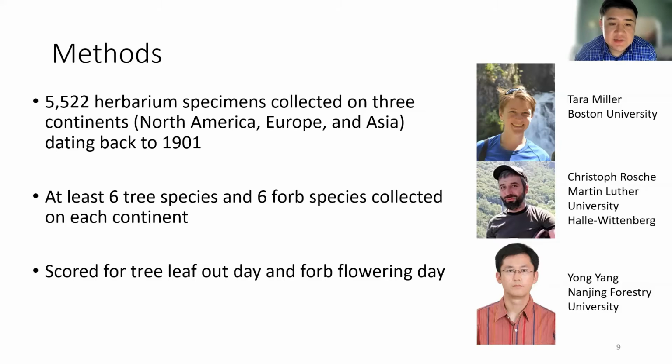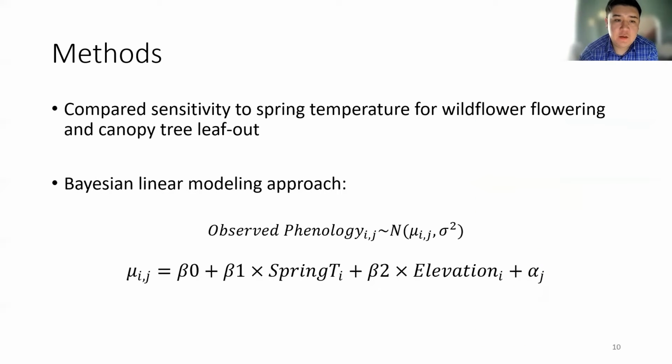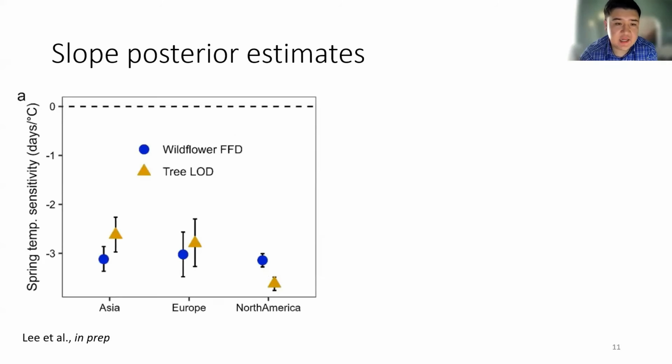They collected at least 6 tree species and 6 forb species on each continent. And the models that I'll be presenting today are based off of tree leaf out day and wildflower flowering. So we compared sensitivity to spring temperature for those 2 groups, wildflowers and trees, using a Bayesian linear modeling approach. This included a shared intercept along with spring temperature and elevation as the fixed effects, and this alpha term is a species level random effect in the model. I'm going to be mostly focusing today on the differences in spring temperature sensitivity, but I'll also briefly mention elevation in the next slide.